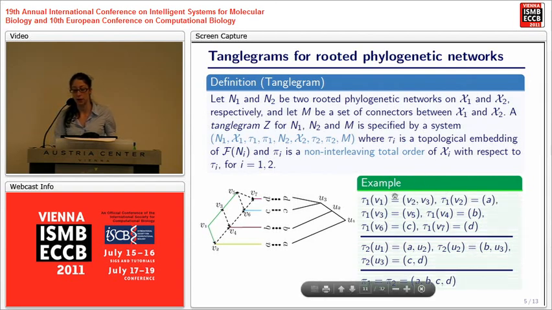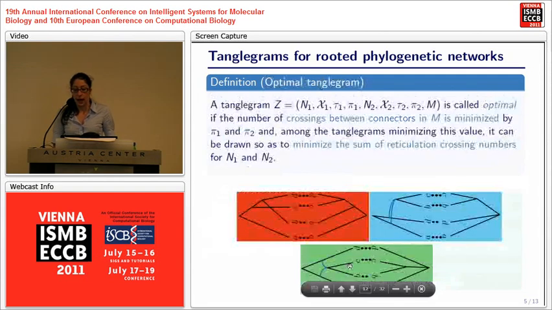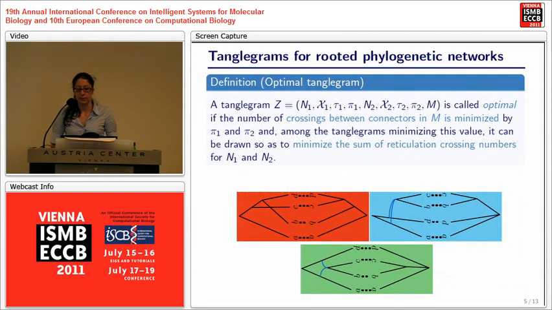So this is one topological embedding, this is the second one, and this is the two in non-interleaving total ordering. And this is the last definition, the definition of an optimal tanglegram.